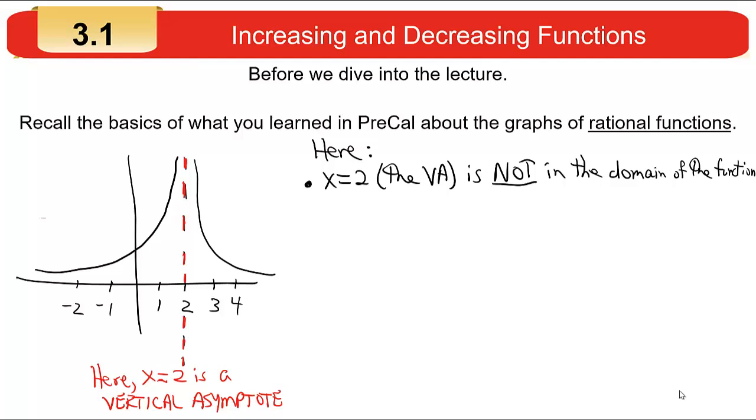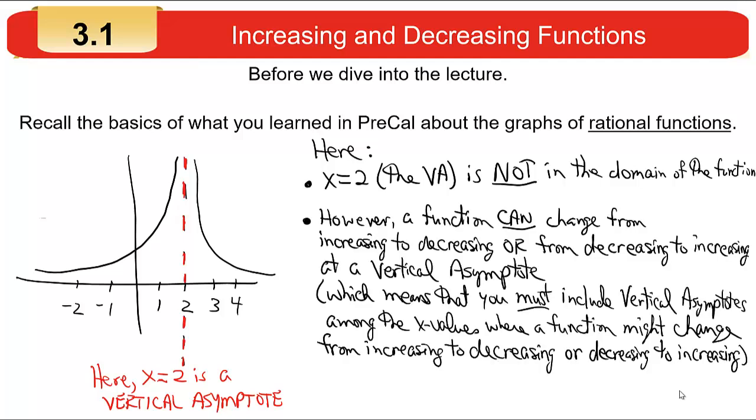And that's going to be important to one of the concepts, in fact, one of the definitions we'll be introducing a little bit later. Vertical asymptotes for rational functions are not in the domain. That means there's no value. When you try to plug the value for the vertical asymptote into the function, you end up with a 0 in the denominator.